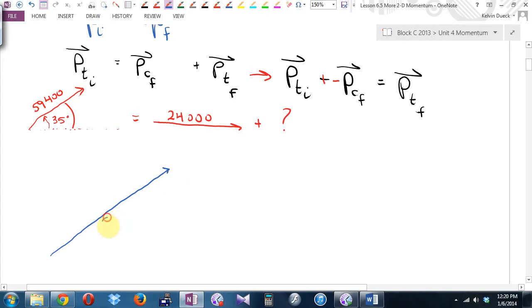Where this is 59,400. What am I adding to that? What am I adding to that? 24,000 west. I think the final momentum of the truck is going to be that there.